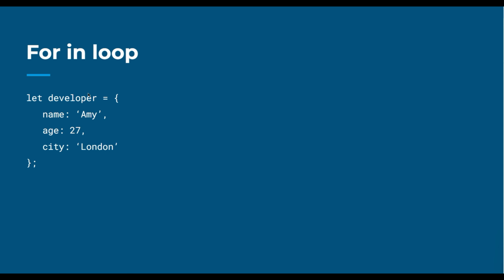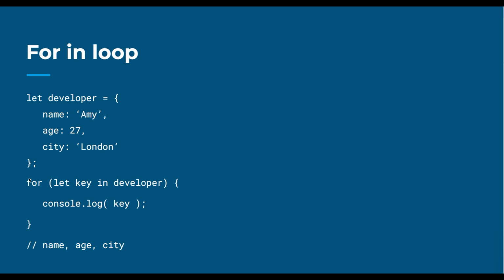We have a developer object with some keys and values. To use the for in loop, we can add the for keyword, and inside the parentheses, we can add let key in developer. Here, key means the property name and developer means the object name. Now, to log all property names in the console, we can use console.log(key). It will then return all key names like name, age, and city.